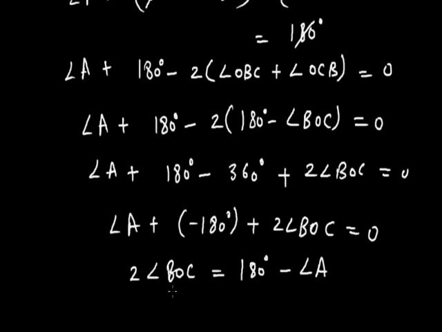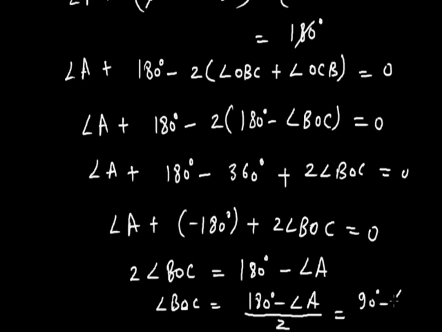Dividing both sides of the equation by 2, I will get angle BOC is equal to 180 degrees minus angle A whole divided by 2. It is equal to 90 degrees minus angle A by 2. So we have got the statement which we had to prove, that angle BOC is equal to 90 degrees minus angle A divided by 2. This is a very good example.